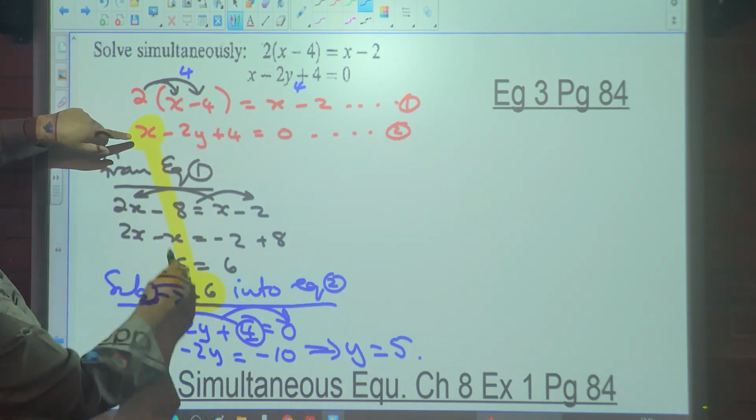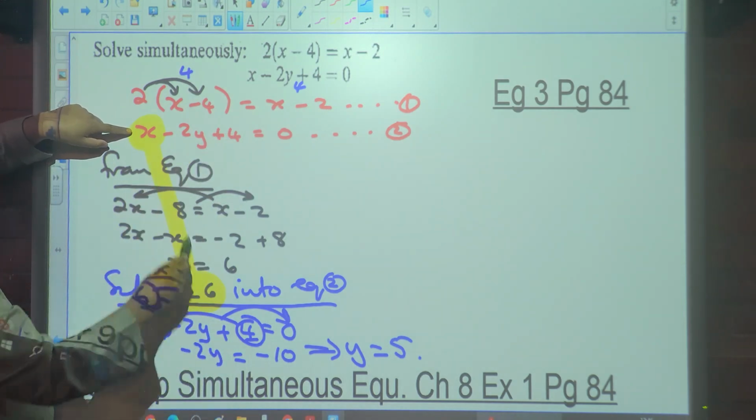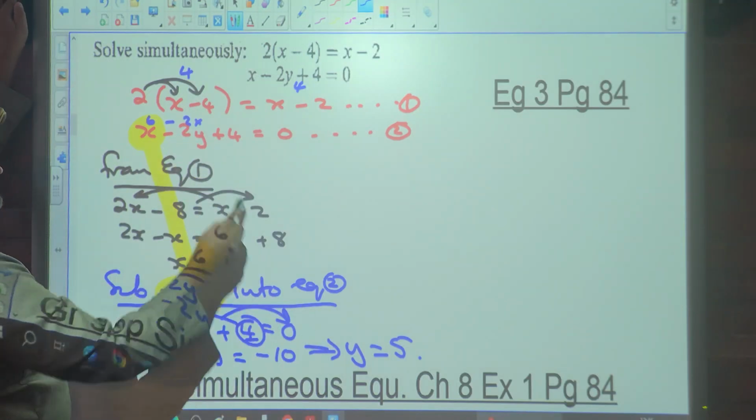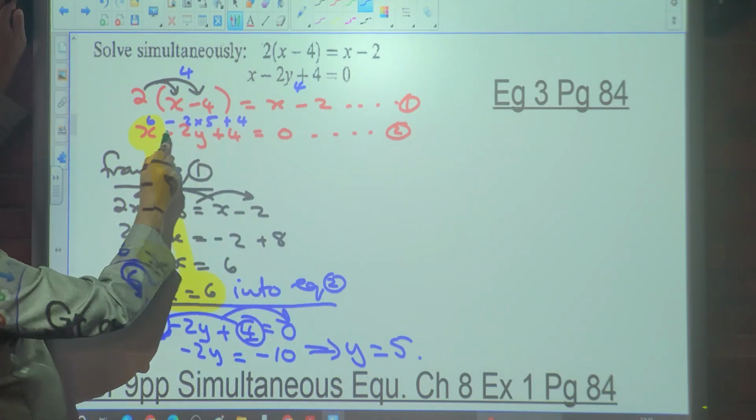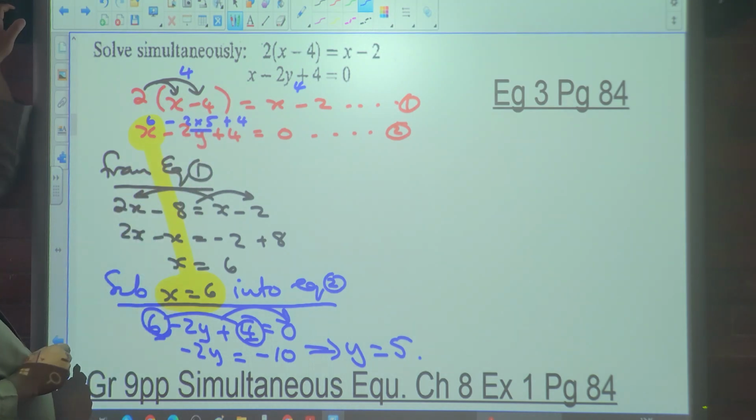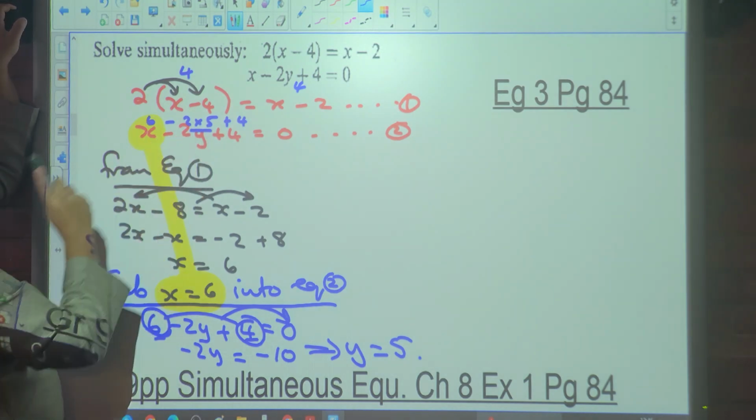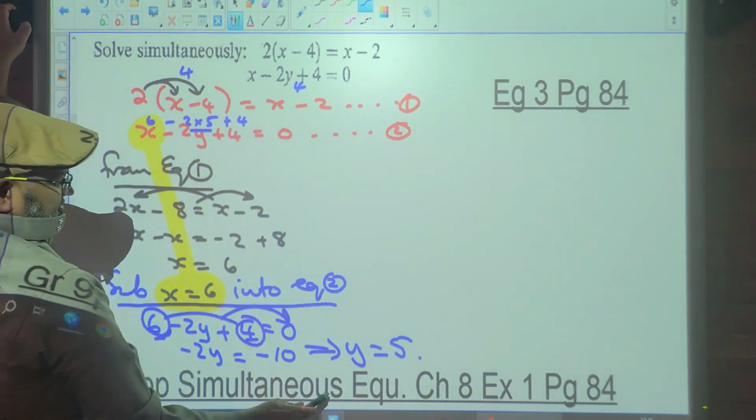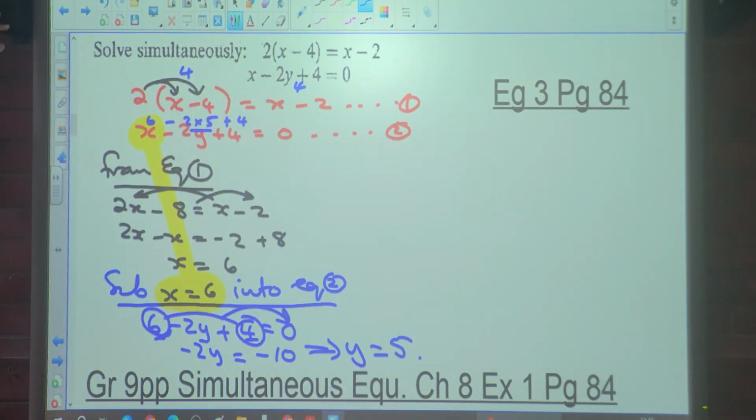Let's go with equation 2. This is 6 minus 2 times, what's your y value? 5, plus 4. What's 2 times 5? 10. 6 minus 10 minus 4, minus 4 plus 4? 0. So that equation is correct.